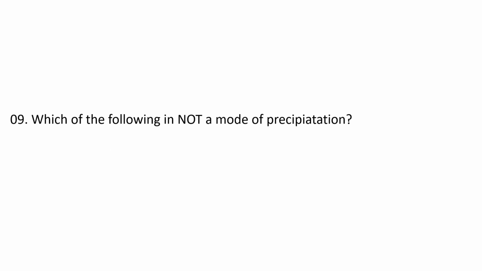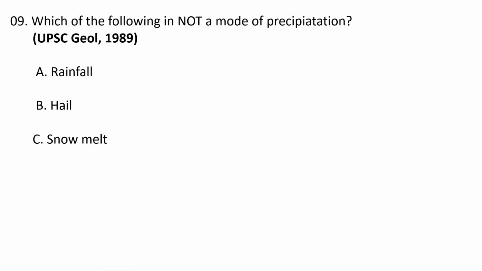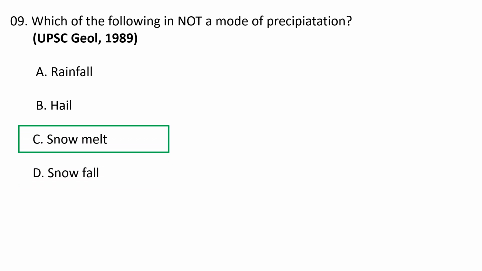Next question. Which is not a mode of precipitation? A. Rainfall, B. Hail, C. Snow melt, D. Snowfall. So obviously snow melt is not a mode of precipitation, whereas rainfall, hail and snowfall, all these are the modes of precipitation.